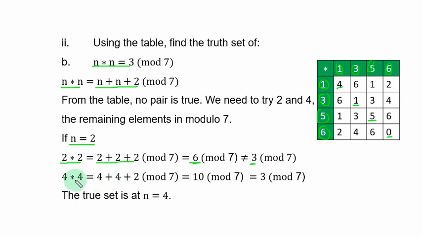So let's try 4. 4 asterisk 4. That is 4 plus 4 plus 2 modulo 7, and that is 10 modulo 7. 10 is not an element in modulo 7. So you divide 10 by 7 and you have 1 remainder 3. So 3 is what we are looking for. So the set is true when n is equal to 4. n is equal to 4. That is the result.